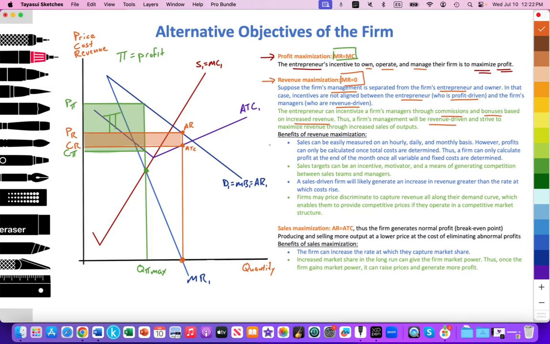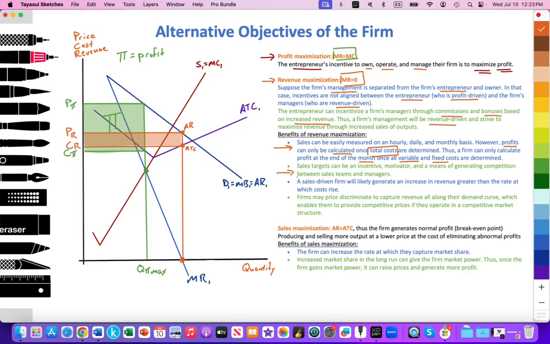Okay. Now, what are the benefits of revenue maximization? What's the incentive for the entrepreneur to sacrifice some of his profit to motivate his managers? Well, number one, sales can be easily measured on an hourly, daily, or monthly basis. We can see in real time how many units are being sold each day, each hour, each month. However, with profits, it takes time to calculate its value because we have to figure out the total costs. And total costs are not really determined until the end of the month, where all of the variable and fixed costs have come through. So sales is easily measurable, and we can motivate.